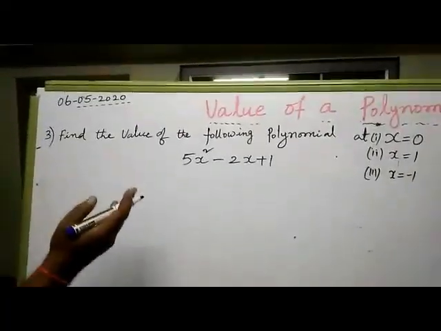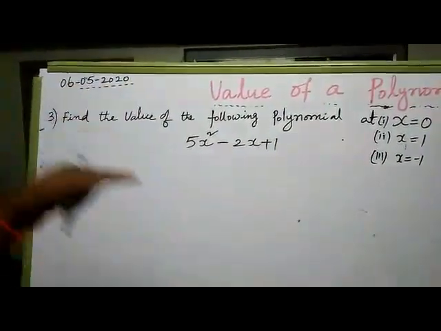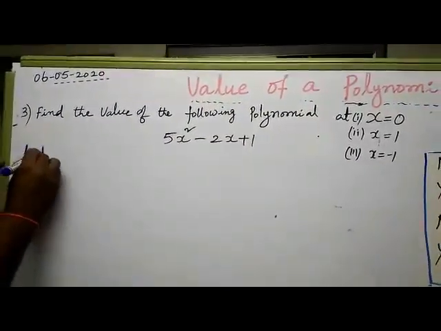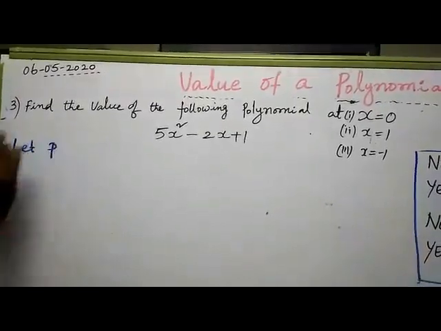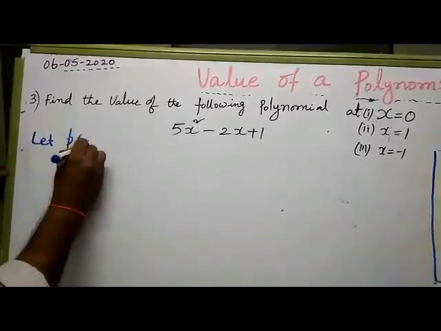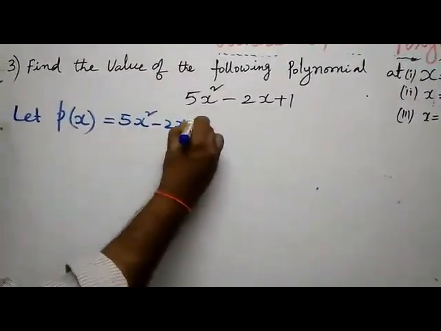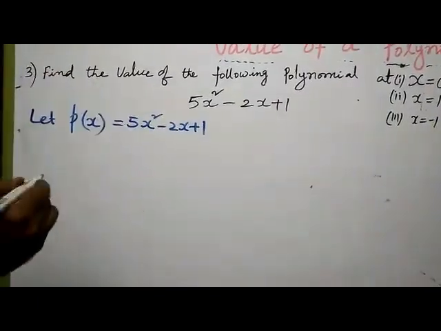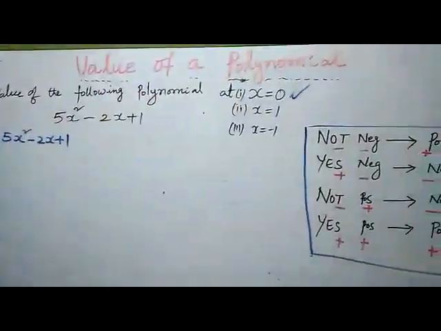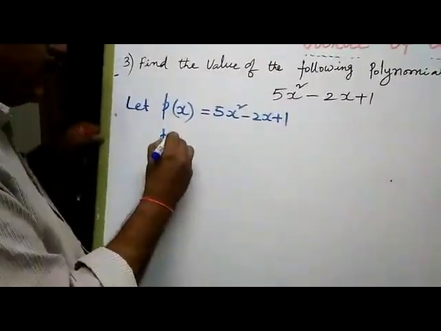Find the value of the following polynomial at x is equal to 0, x is equal to 1 and x is equal to minus 1. So, let P of x be equal to 5x square minus 2x plus 1. First one, at x is equal to 0, we have to find P of 0 value.